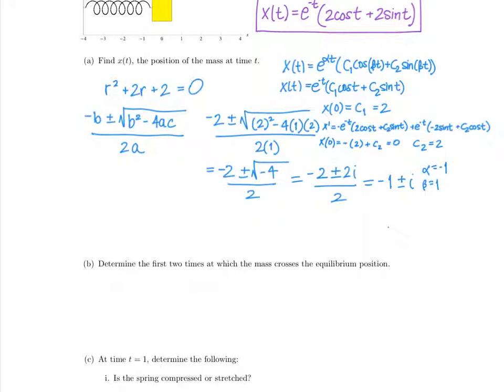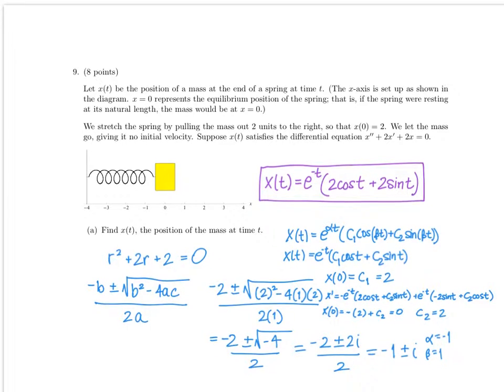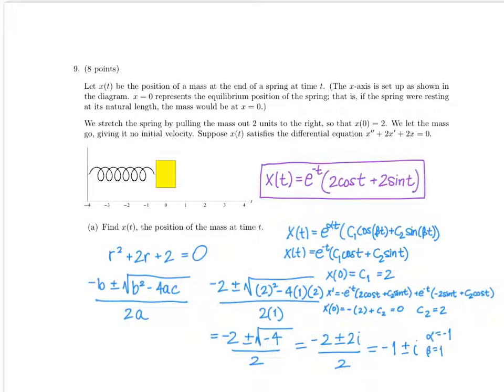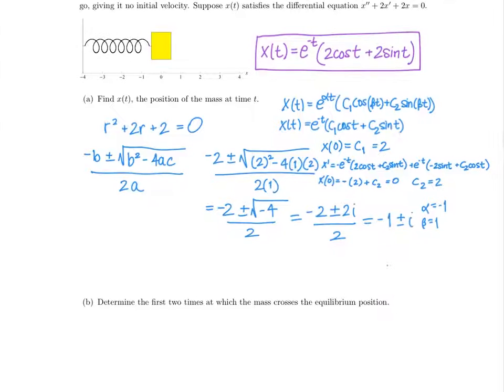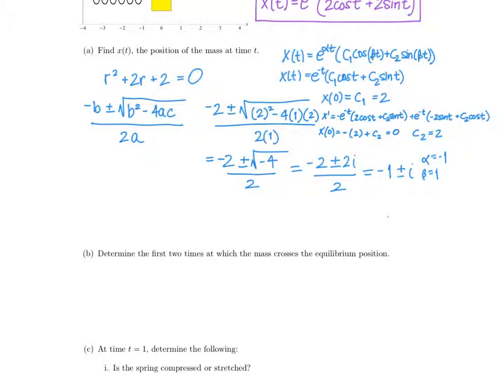And when we're asked to determine the first two times at which the mass crosses the equilibrium position, we can see that way back in the original statement of the problem, we're told that if the spring is resting at its natural length, the mass would be at x equals 0. So when we finally get down to part B and it's asking us to determine the first two times at which the mass crosses the equilibrium position, it's asking us when we're back at that position 0. For which times t are we at position 0?